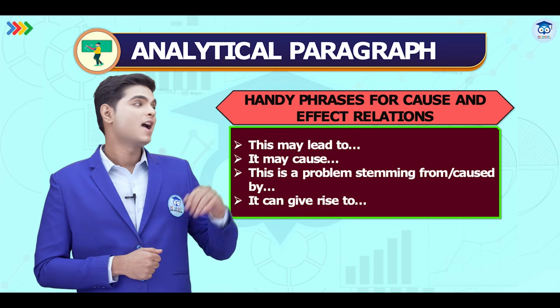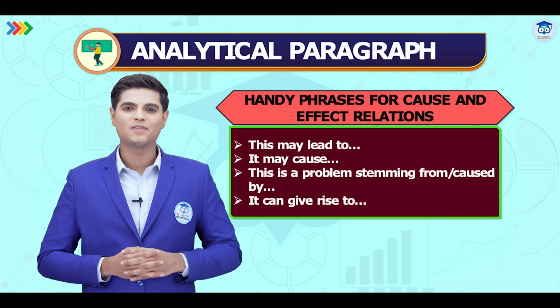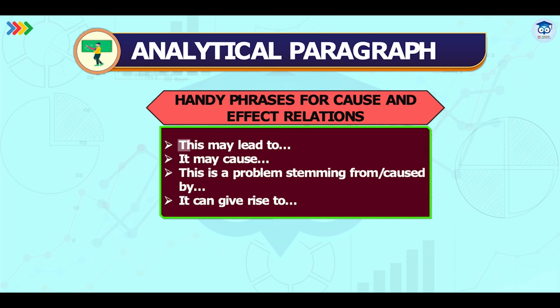We have more handy phrases to explain causes and results within your analytical paragraph. You can use phrases like "this may lead to so on," "it may cause blank," "this is a problem stemming from or caused by blank," and "it can give rise to blank." These expressions help link the data trends to their possible reasons or consequences, enriching the analysis.